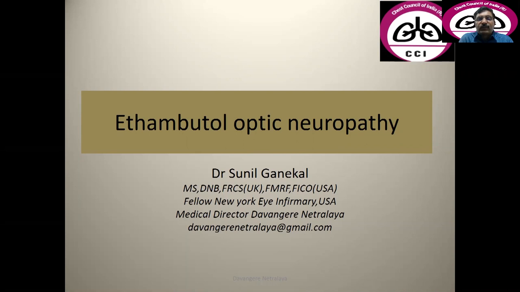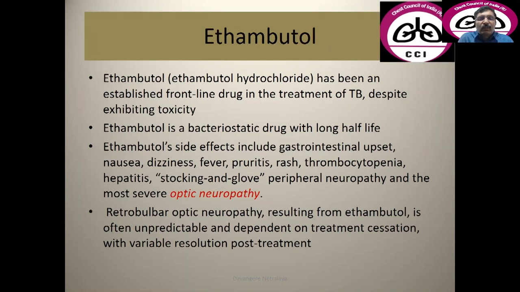Hello everyone, today I will be speaking to you regarding ethambutol optic neuropathy. As we know, ethambutol has been an established frontline drug for the treatment of tuberculosis despite exhibiting toxicity. Ethambutol is a bacteriostatic drug with a long half-life. It has a lot of general side effects like gastrointestinal upset, nausea, dizziness, fever, pruritus, rash, thrombocytopenia, hepatitis, and peripheral neuropathy. But our main area of concern in this talk is the optic neuropathy.